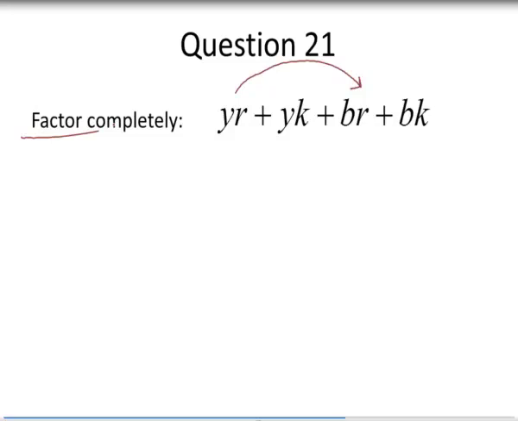Sometimes there is a GCF, but there's no GCF here. There's nothing that's common across all 4 of those terms. The only other thing that we do with 4 terms is we split it in half, and we do what we call factoring by grouping.